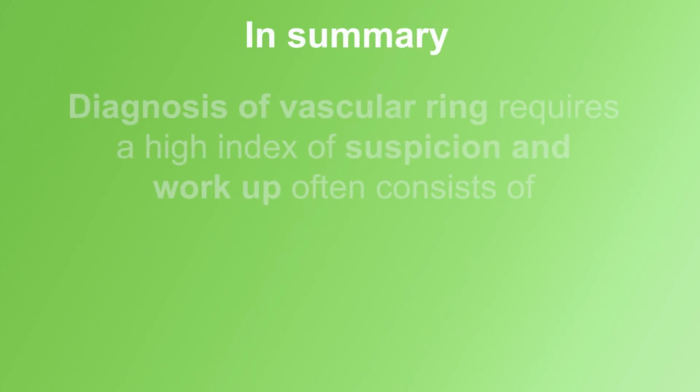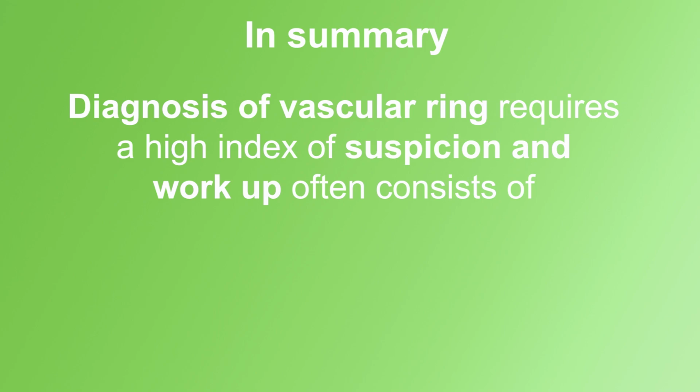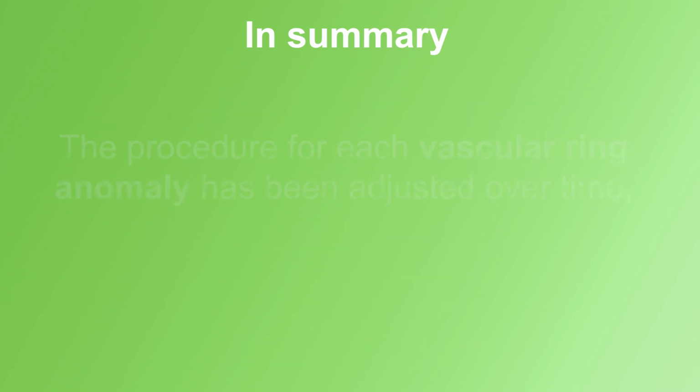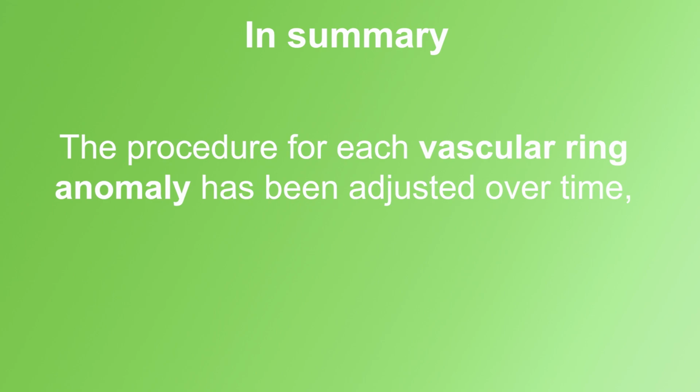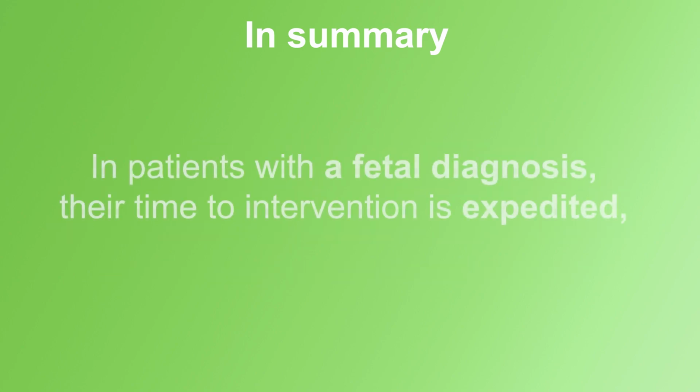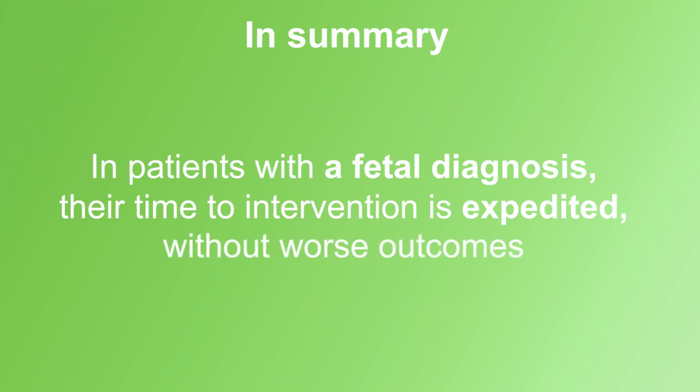In summary, diagnosis of vascular ring requires a high index of suspicion, and workup often consists of a chest x-ray, bronchoscopy, CT scan, and an echocardiogram. The procedure for each vascular ring anomaly has been adjusted over time, but the goal is to remove compression on the trachea and esophagus. In patients with a fetal diagnosis, their time to intervention is expedited without worse outcomes.